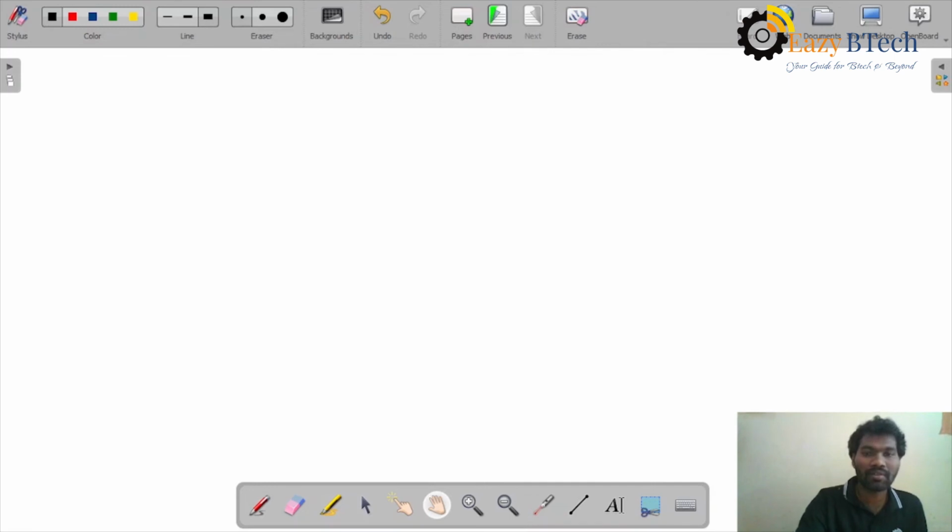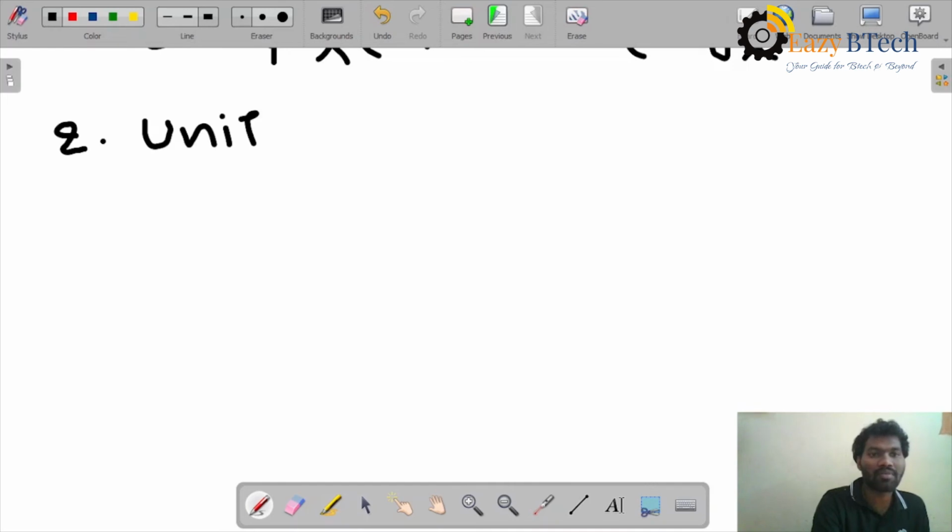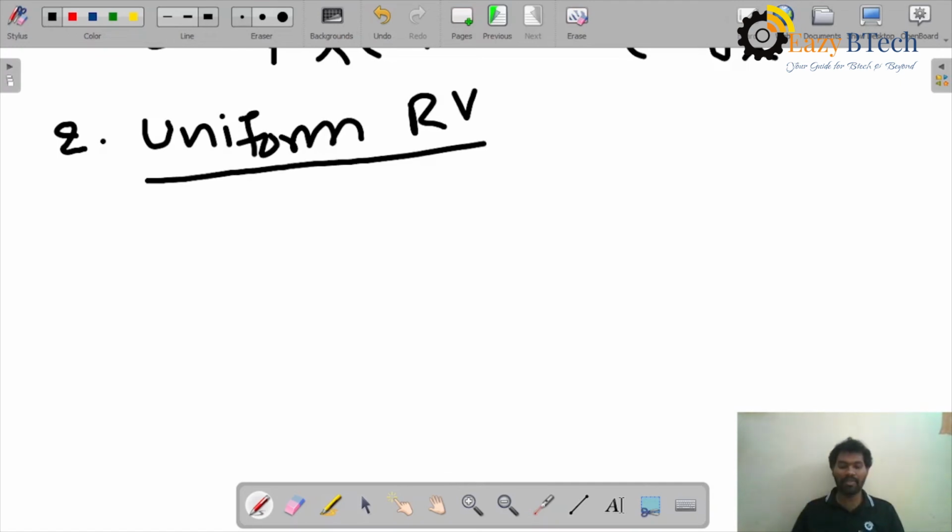Now the next random variable, the second random variable, is the uniform random variable. A very simple one and a very important one. Uniform random variable.